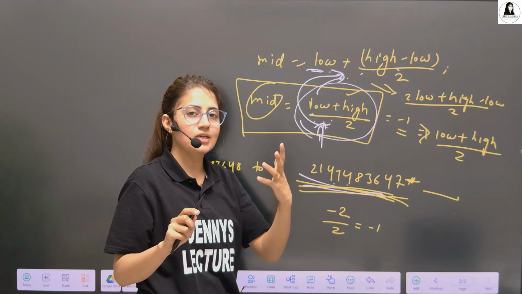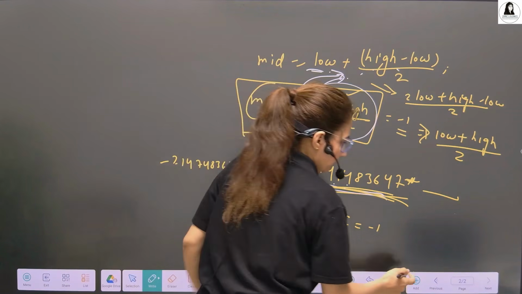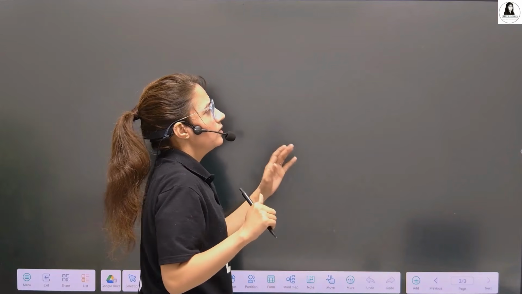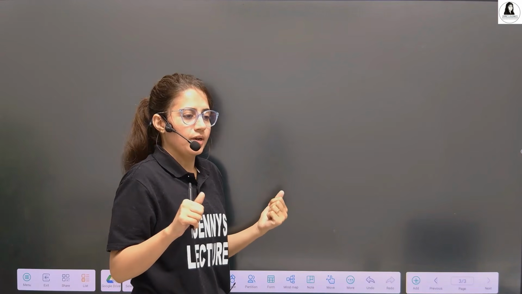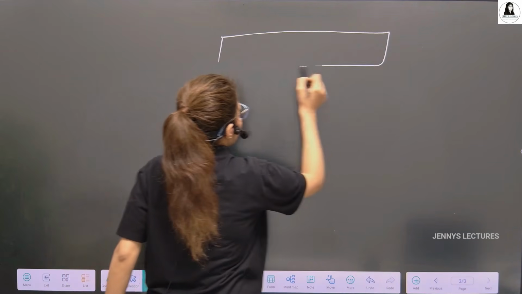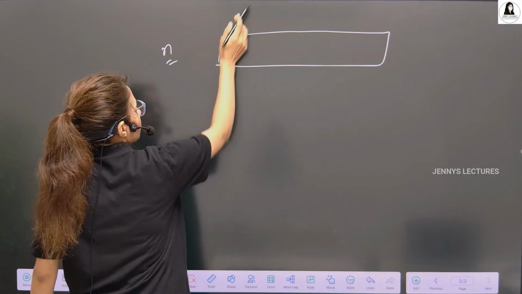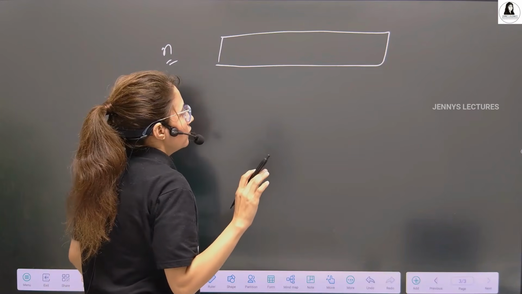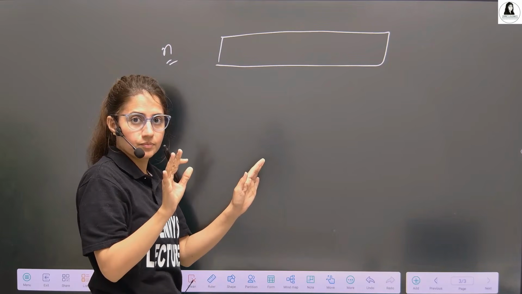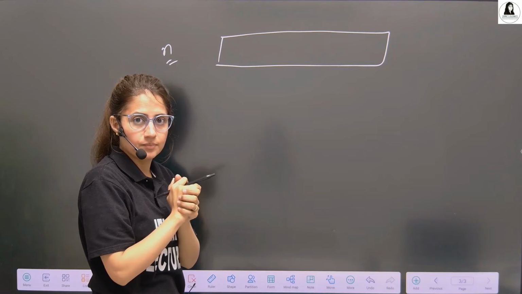Now let's discuss time complexity. In linear search, we know it's order of n. In binary search, it's log n, but why log n? See, suppose we have n elements at first. At first there is no comparison. N elements are there.